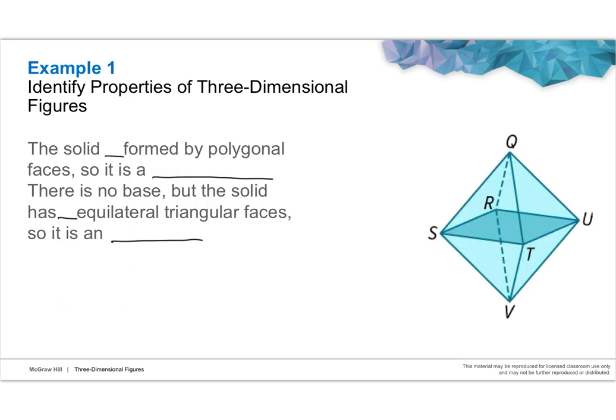Filling in the blanks for example 1, for this first solid, we can identify that the solid is formed by polygonal faces, flat surfaces. So it is a polyhedron of some kind. There is not just a singular base, so we don't have a pyramid, but the solid has 8 equilateral triangular faces. So this is one of our Platonic solids. This is the octahedron.